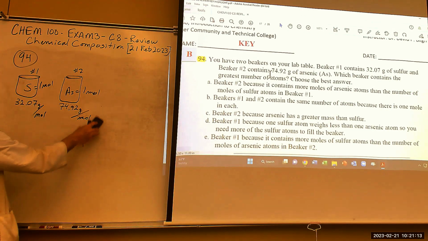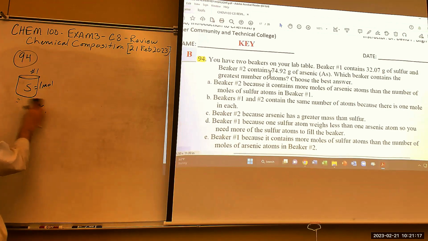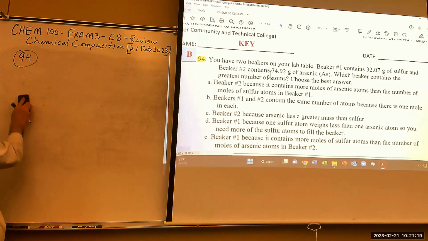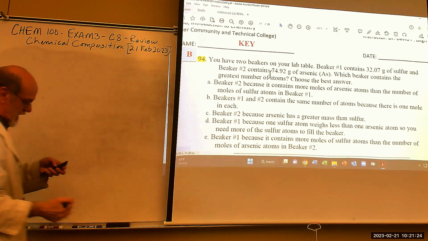It helps to draw a picture, because that's a lot of words up there that can spin your head around. If you draw a picture, then you can extract the information and make sense of it.